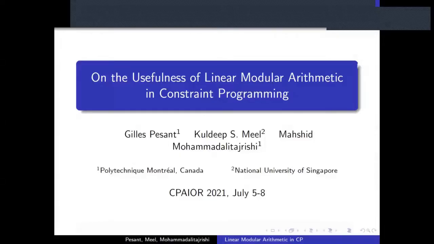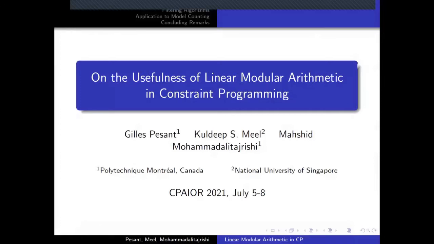Hi, my name is Gilles Pesant from Polytechnique Montréal, and I'm here to tell you about our work on linear modular arithmetic constraints in constraint programming. Work that was carried out together with my former master's student Mahshid and Kuldeep Meel at the National University of Singapore.